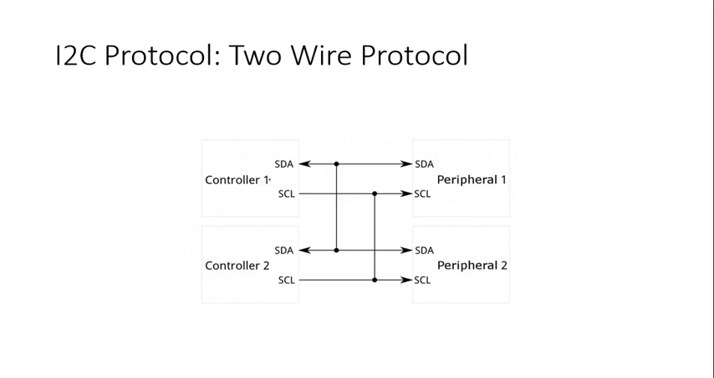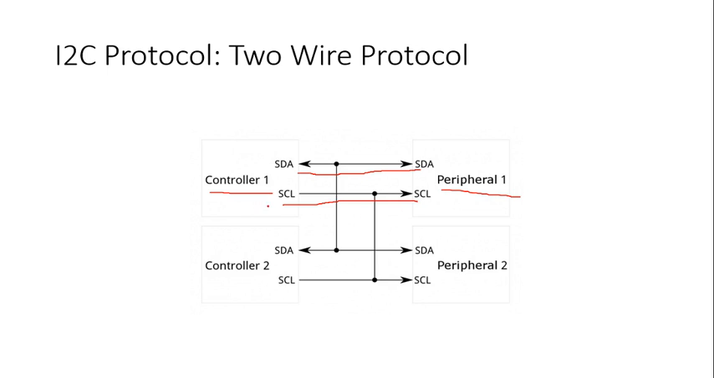Here there is one controller and one peripheral present. Between the controller and peripheral we can see there is one line, the serial data line, and the second line is the serial clock line, interfaced between the two devices. So this is basically a two-wire protocol. SDA and SCL lines are present here.